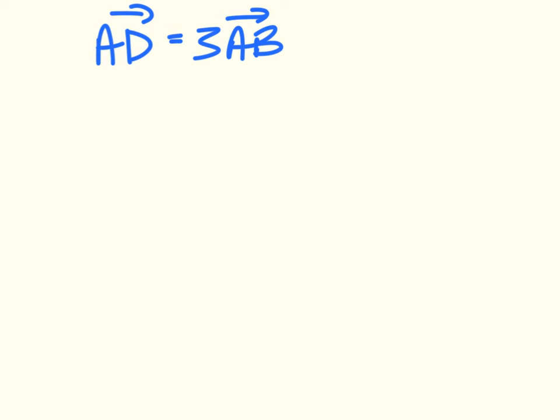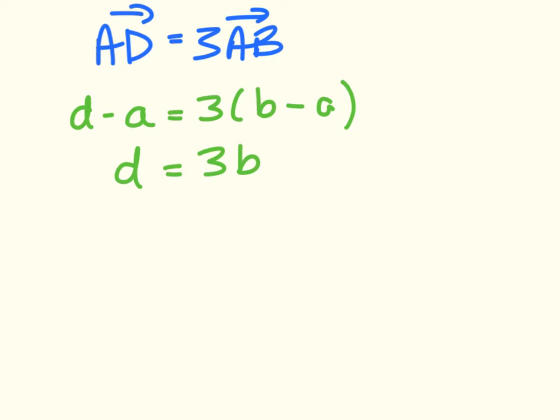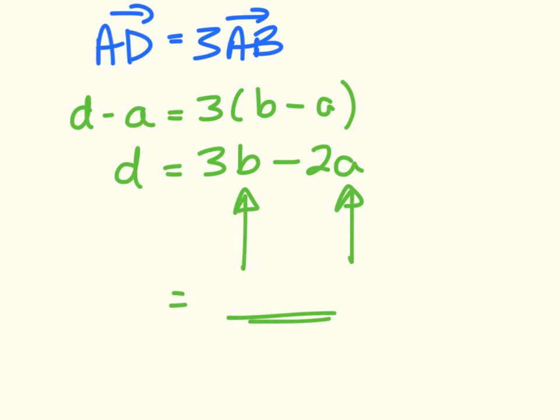For the second part of the question, find the coordinates of D. Well, rewrite that as little d minus little a. Rewrite that as little b minus little a. Take the minus a over, and we get 3b equals minus 2a. Now, if you substitute in a and b from the question, that'll tell you what D is.